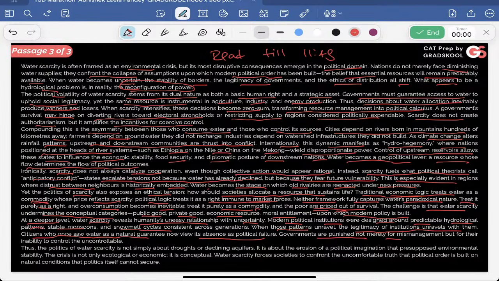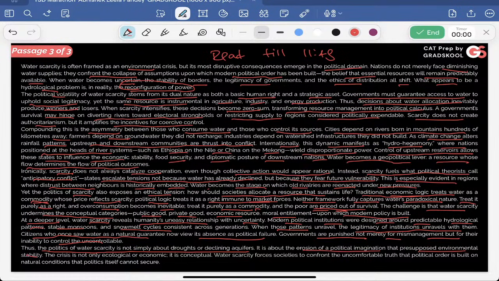So this is not a very difficult thing. We don't have to totally invest ourselves into this kind of passage, because you read the questions and you know what has to be looked at, the cues. Governments are punished, but for their inability to control the uncontrollable. Thus, the politics of water scarcity is not simply about droughts or declining aquifers, it is about the erosion of political imagination that presupposed environmental stability.